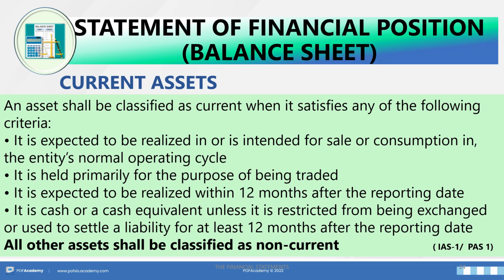Next, it is expected to be realized within 12 months after the reporting date. Next, it is cash or cash equivalent unless it is restricted from being exchanged or used to settle a liability for at least 12 months after the reporting date. And if it does not fall under these criteria, the asset is classified as non-current.